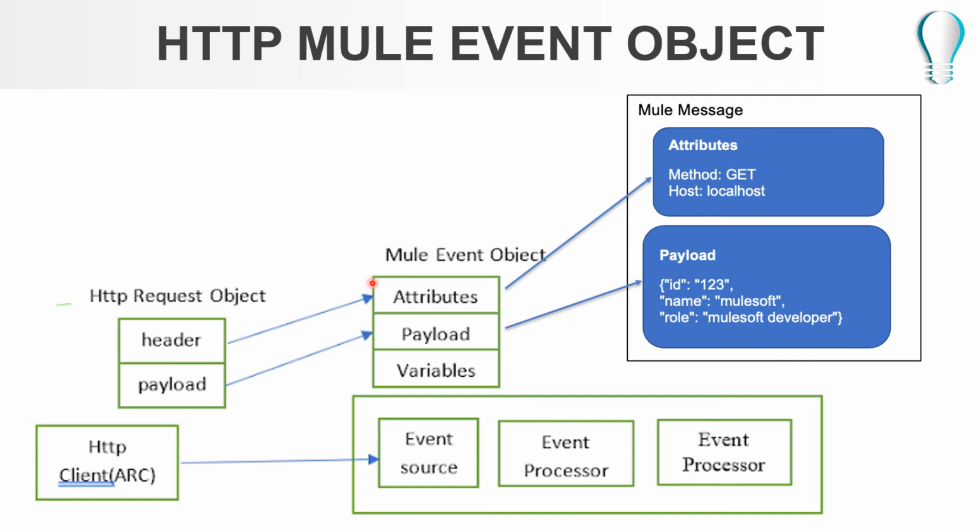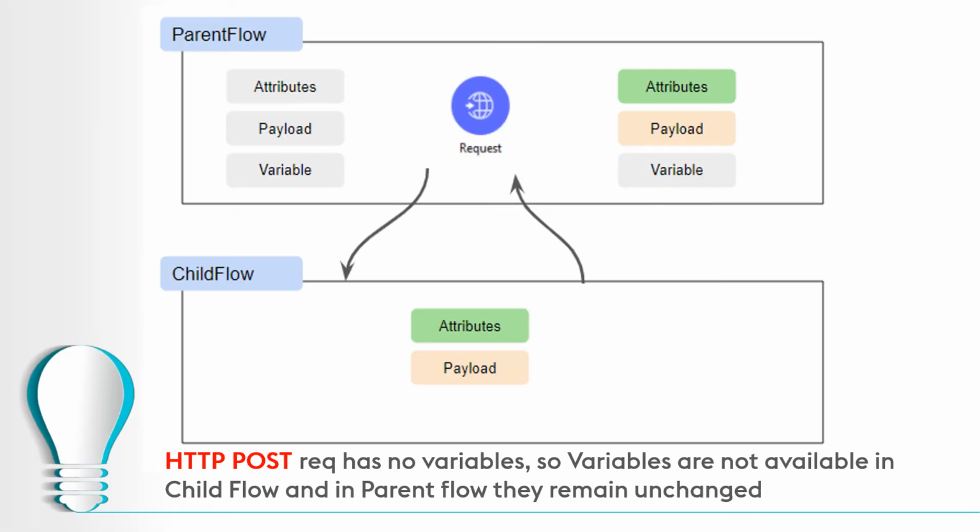So this concept is very important. The HTTP Mule event object does not have variables in it. Now let's see what happens when we call HTTP request. When we have an HTTP request call from a parent flow to your child flow, let's say, you have a Mule event, but when you are sending the request, in HTTP your variables are never ever passed to your child flow.